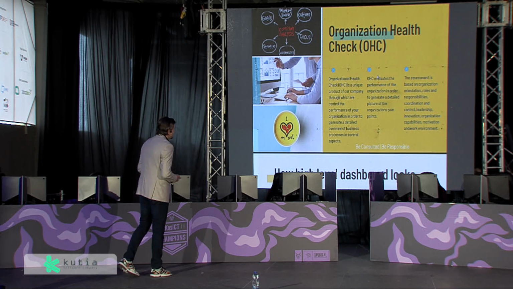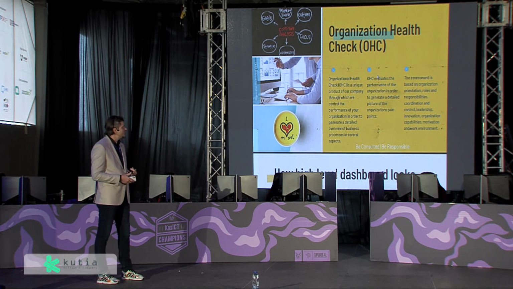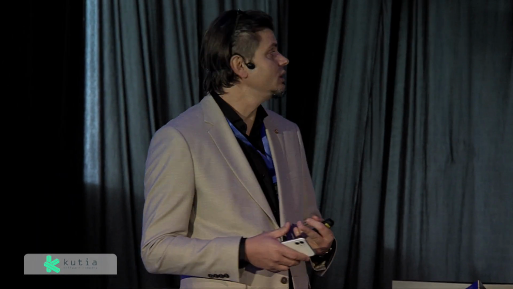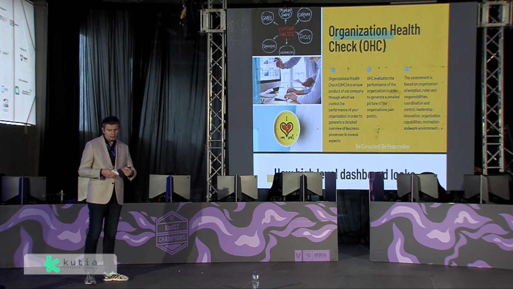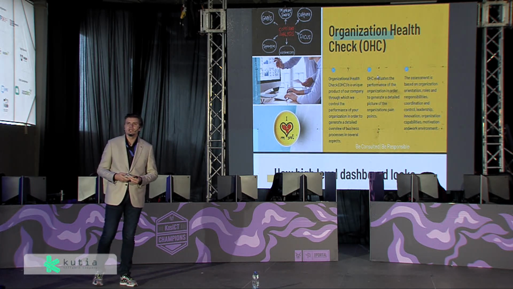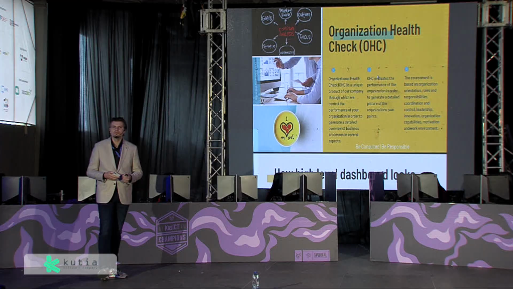Next, please. As I mentioned, the assessment is based on organization orientation, roles and responsibility, coordination and control, leadership, innovation, organization capabilities, and motivation and work environment. So this dashboard offers the bigger picture of the organization's health in real time, meaning that through those KPIs you will know the exact performance for each indicator, either in business strategy, in team effectiveness, or in other aspects that the company needs to evaluate.